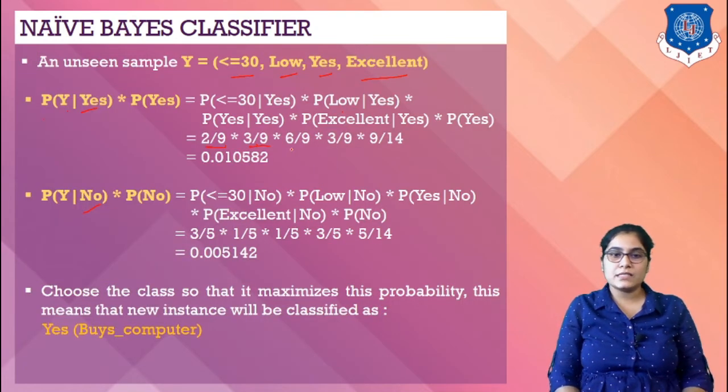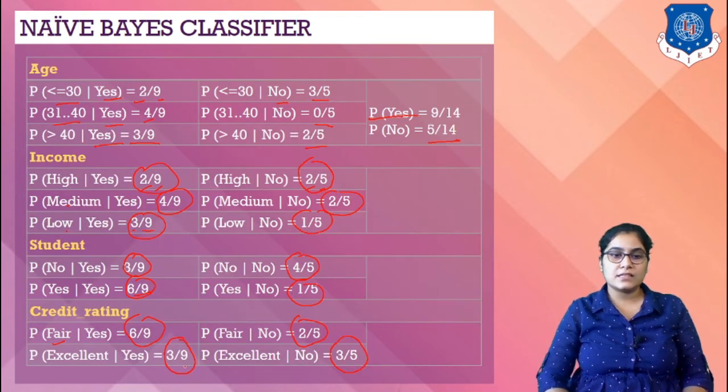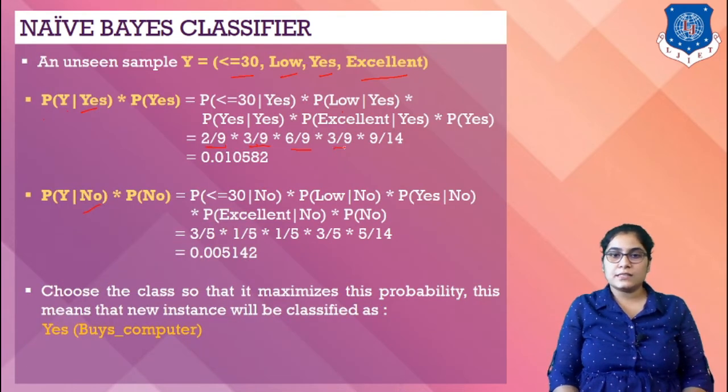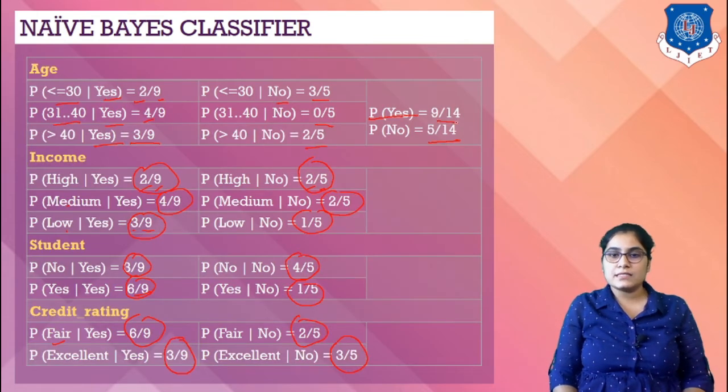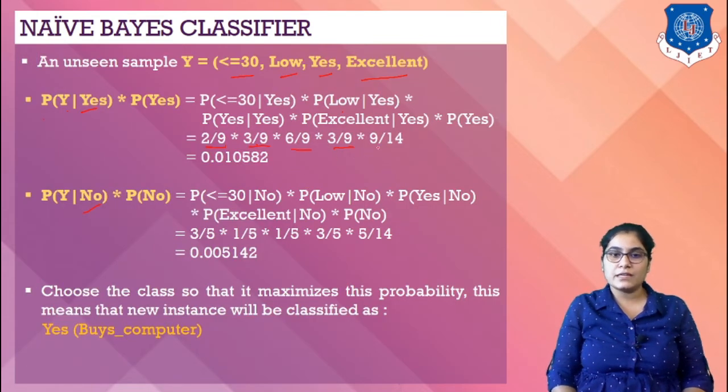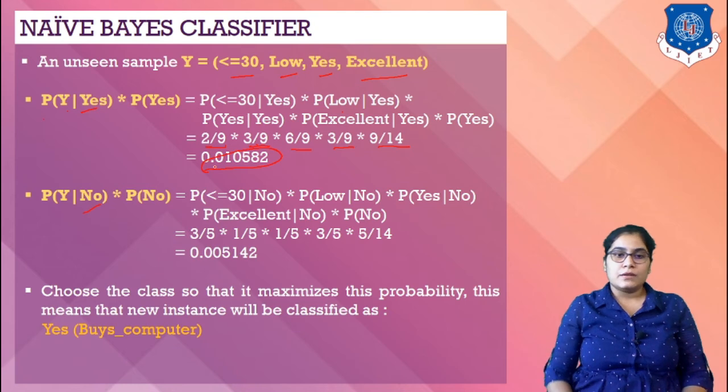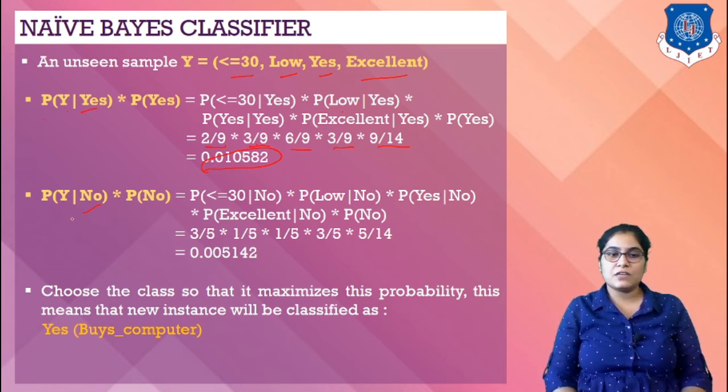So we are taking 6 by 9. And the probability of excellent and yes is 3 by 9, so we are considering 3 by 9. And at last, we are considering the probability of yes, which is 9 by 14, so we are taking 9 by 14. So the final answer is 0.010582. Now we calculate the same thing for the class label no.